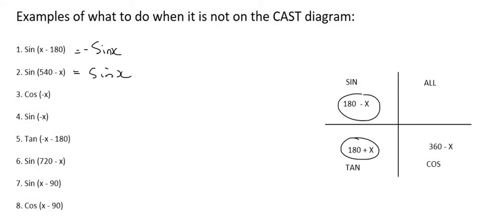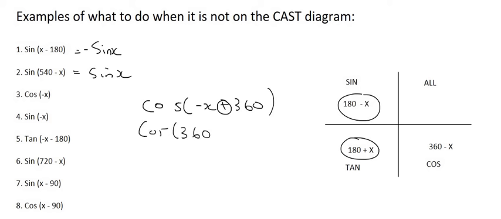The next one is cos minus x. Now, cos minus x is not on the diagram. So what we can do is we could add 360 degrees to that. And then because we are plussing, the order doesn't matter. And so this can be rewritten as cos 360 minus x, which is on our diagram.